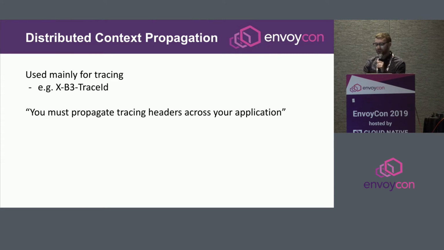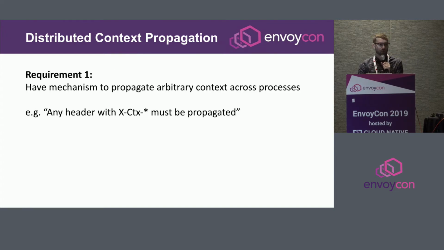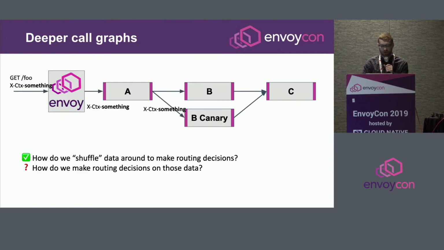So in tracing, if you've seen Zipkin, you might have seen the XB3 trace ID. This header, by contract, every service needs to propagate it from wire to wire across the process. But I think we can generalize this. So we come to our first requirement, which is that we need a generalized way to propagate context. So let's say, for example, that any header that starts with XCTX must be propagated across the process, and we mandate from the CTO that you have to do this. This is a lightning talk, so I'm not going to go into that in any more detail, but there are other advantages to doing this.